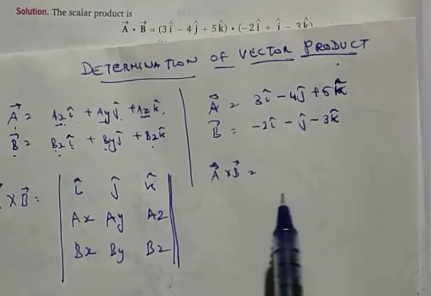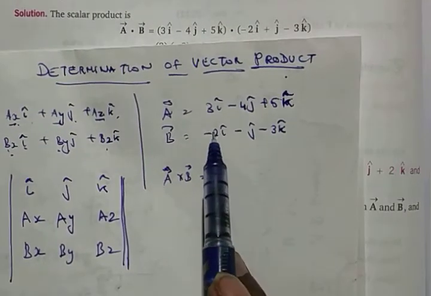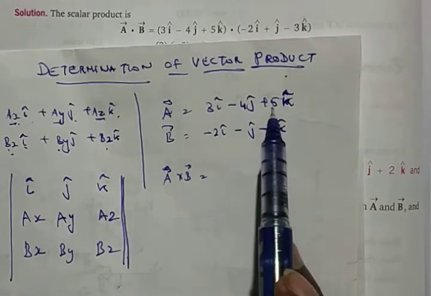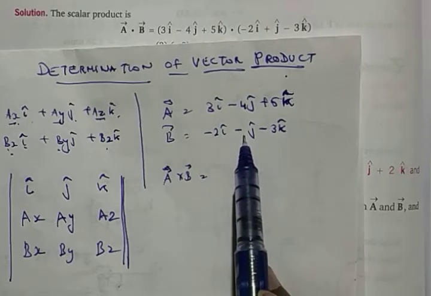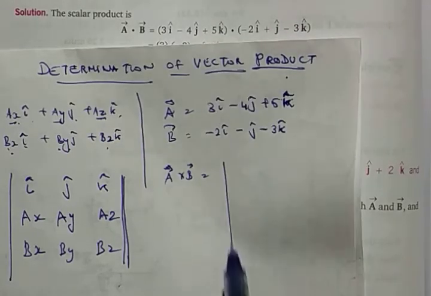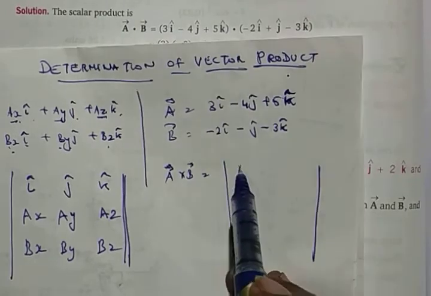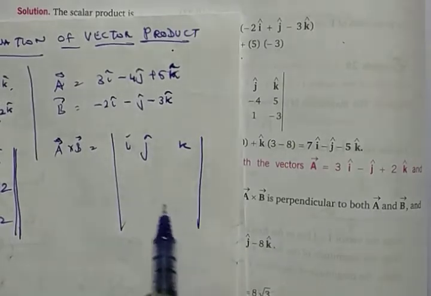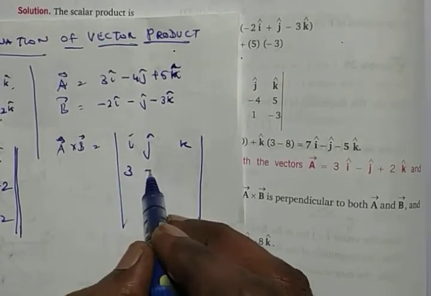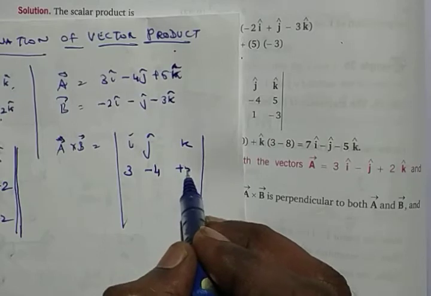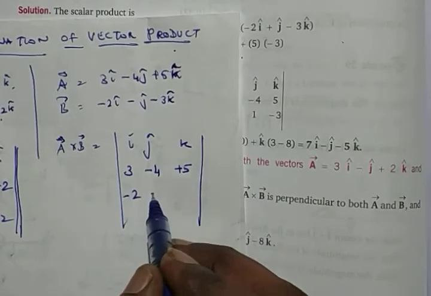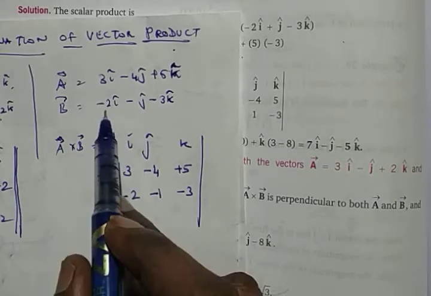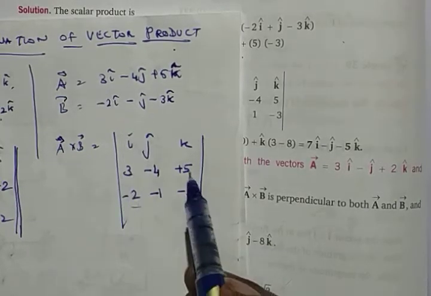Similarly, if you are going to find out for this particular vector equation, you already know this vector equation, 3i cap minus 4j cap plus 5k cap, and minus 2i cap minus j cap minus 3k cap. How to write this one? Writing this one is i cap, j cap, and k cap. After writing this, write this one as 3, minus 4, plus 5, minus 2, minus 1, minus 3. This is the way to write it down. Second value has been written here. First value has been written here.